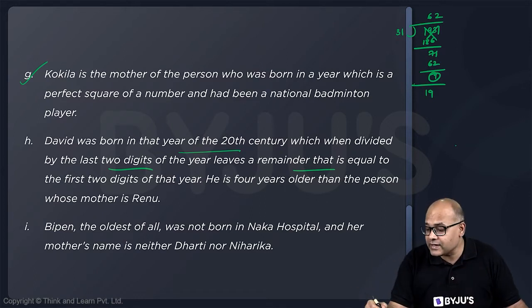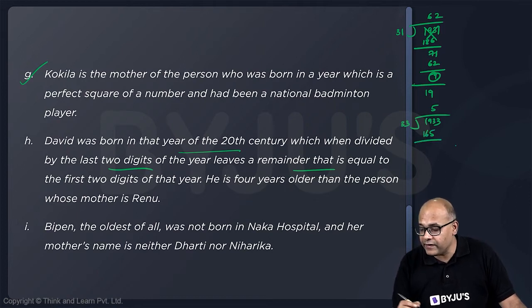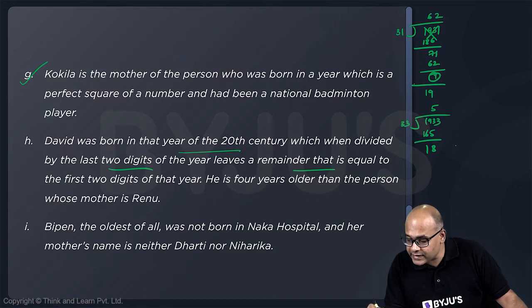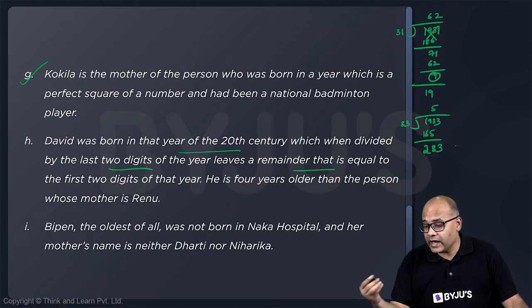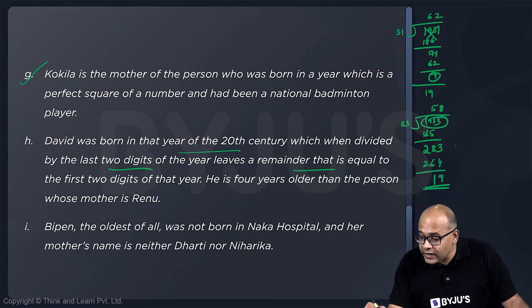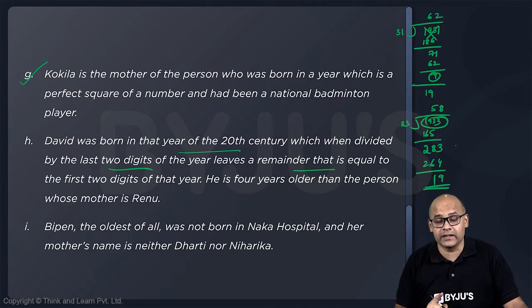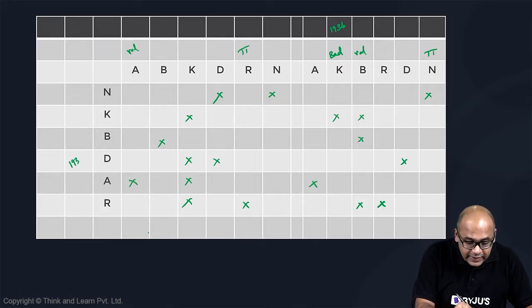Which number is that? Let's see, I want to check for 1933. So 1933, if I check, you will start with 33. So 33 goes how many times? 6 times, 18, no, not 5 times. 5 3s are 15, plus 1, 16, 165. So this is 283. Right, 283. Now 283, I will take 8 times, 8 3s are 24, 25, 26. So you can see the remainder now is 19. So the year which it is referring to is 1933. So David was born in 1933. So that's the statement. David was born in the year 1933.